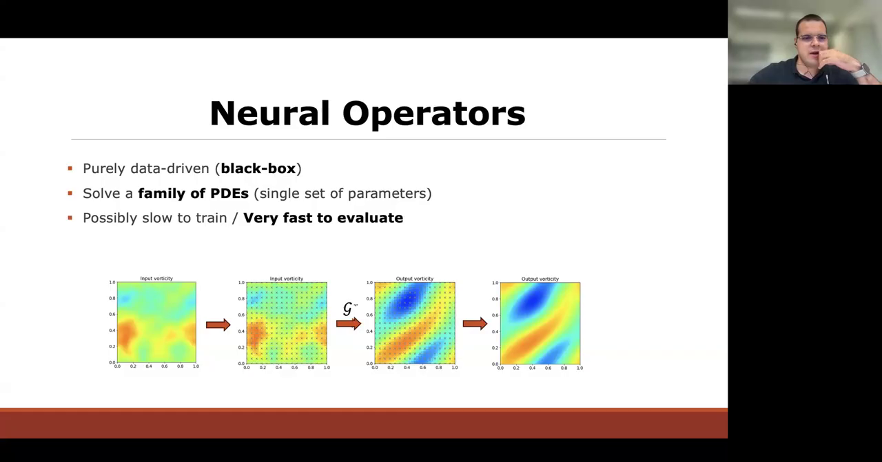This can be useful, for example, for many query problems. Imagine that you have just a small available data set, and given this small data set, you want to do uncertainty quantification, but you can't do it accurately with a small amount of data. So you need to approximate the solution operator using a surrogate model, and that's where deep learning pops up, especially neural operators. These models are purely data driven, and they approximate the solution operator for a family of PDEs with a single set of parameters. They're possibly slow to train, but much faster to evaluate compared to conventional numerical methods.